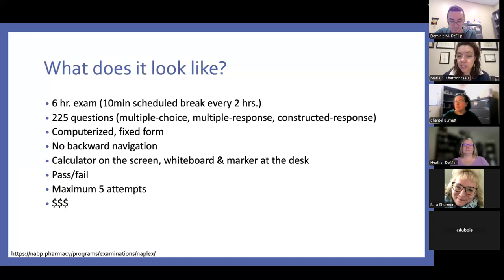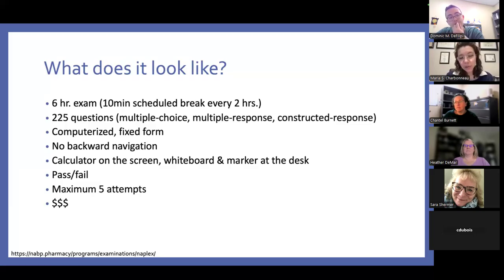It's just a pass or fail. If you do fail, you are allowed to repeat the exam. It would be a different exam, but you are allowed to retake the NAPLEX, up to 5 times. And then if you're not able to pass the NAPLEX within those 5 attempts, you can no longer sit for the exam. It costs a lot of money.